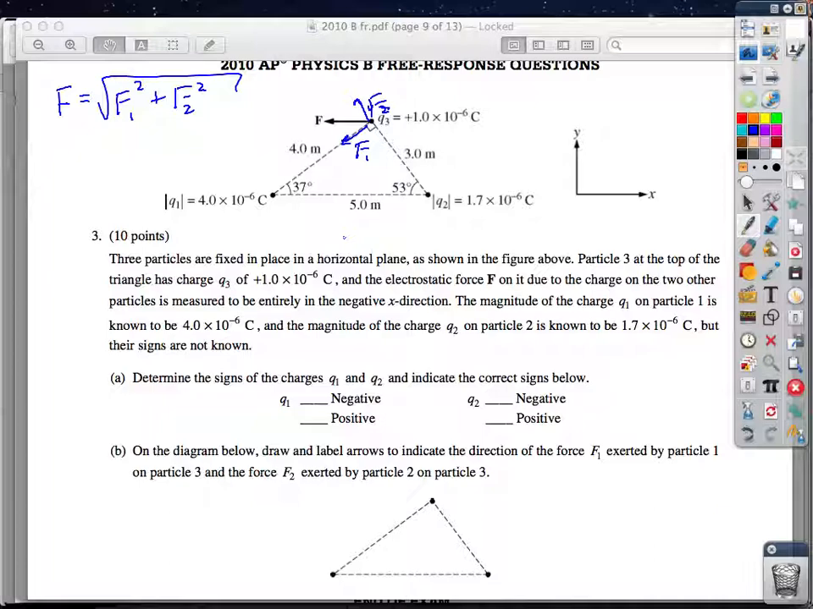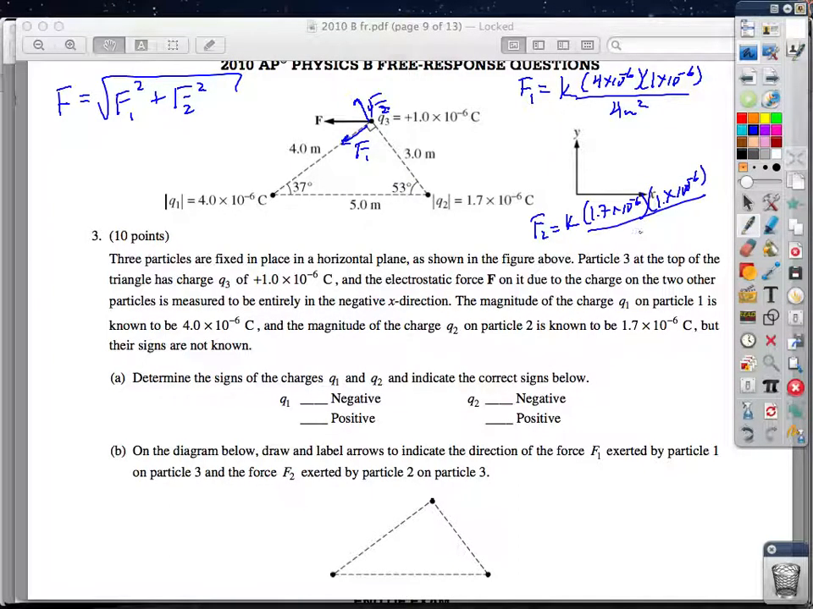Okay, that's fine too. So for F1, I'm going to say k times Q1, which is 4 times 10 to the minus 6, times Q2, which is 1 times 10 to the minus 6, over 4 meters squared. And then F2 is going to be k times 1.7 times 10 to the minus 6 times 1 times 10 to the minus 6, all over 3 meters squared. So then I just add those, figure those out, plug them in here, and get some answer.